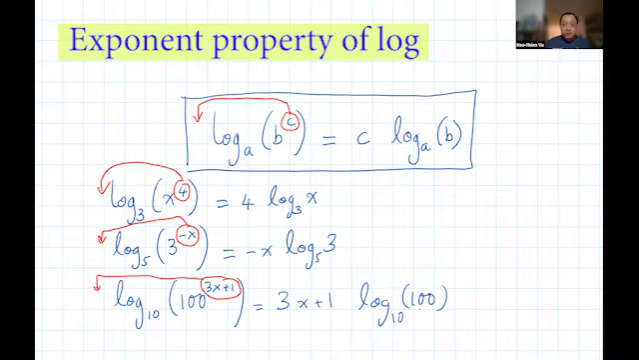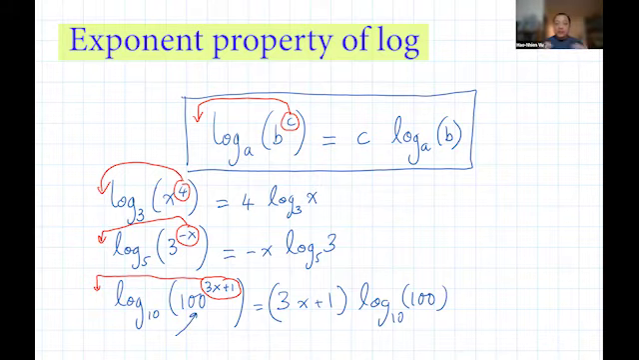What I need to be careful about is the 3x plus 1 is a whole block, and I'm moving all that block to the front. So once it's moved out to the front, it's still one big block. Therefore, I need a grouping symbol. I need parentheses to make sure that they stay one big block. You can see now how this property helps solve exponential equations.